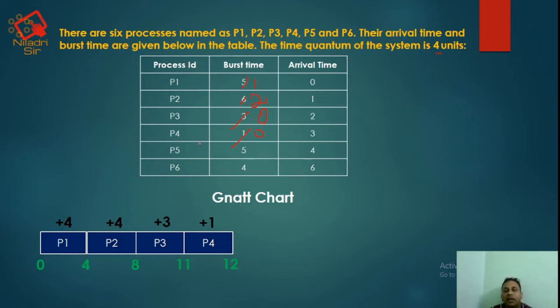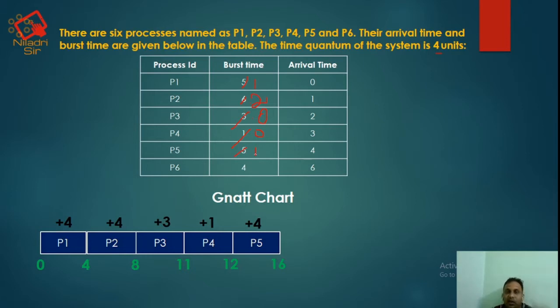Next one is P5, and the burst time of P5 is greater than the quantum time. So P5 will execute for that quantum time, 4 microseconds. So it will be again 1.